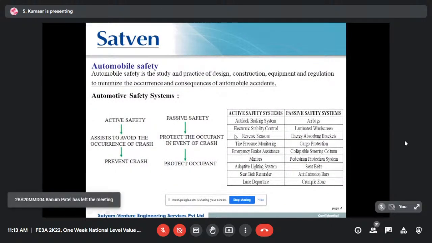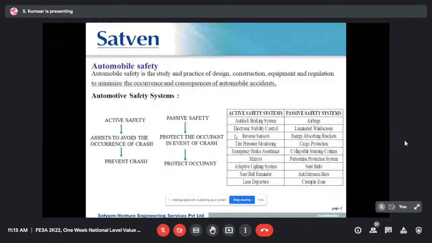So next we move on to automobile safety. Automobile safety is the study and practice of design, construction, equipment, and regulation to minimize the occurrence and consequences of automobile incidents. The reason we go for this entire study is that, at the end of the day, we should avoid the accident, or if the accident cannot be avoided, at least we should protect the occupant.